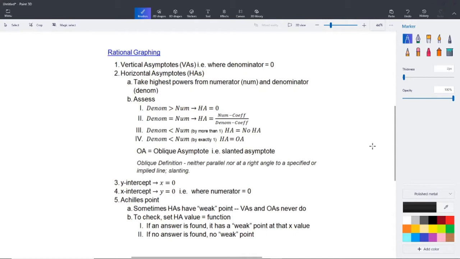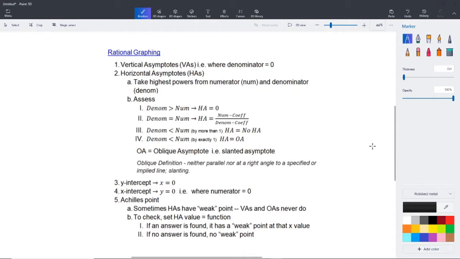So what we're checking to see is if our graphs have any weak spots. Now, weak spots only occur on horizontal asymptotes. Vertical asymptotes and oblique asymptotes just don't have it. The way we do it is we check the horizontal asymptote, we set it equal to the function itself, and we see if it can solve. If it solves, it tells us it has a weak point at that x value, and if it doesn't, there is no weak point there. And so that's the steps.